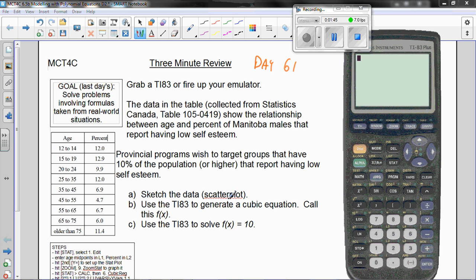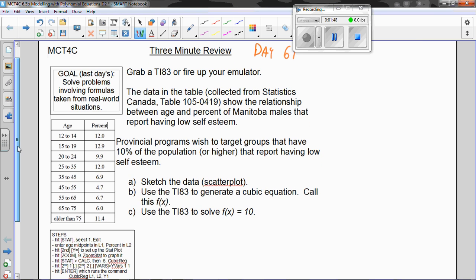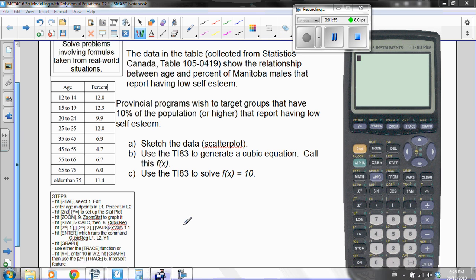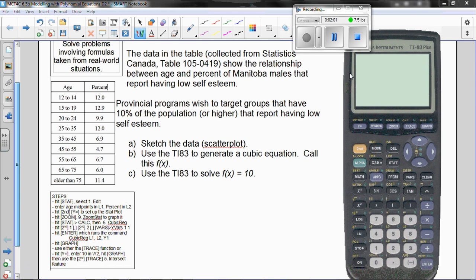So it says sketch the data, which is a scatter plot. Notice that the steps that I'm going to do are all in here. So please don't be afraid to stop the video, go through these steps, goof around with the calculators yourself, make mistakes, and then come back and see what I'm up to, okay? Sketch the data.